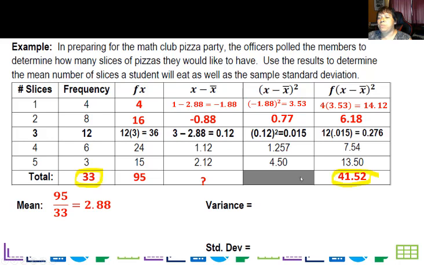So it's going to be 41.52 over 33 minus 1. So don't forget that minus 1. And my answer for variance here is 1.30. And my standard deviation is just the square root of that, 1.14.